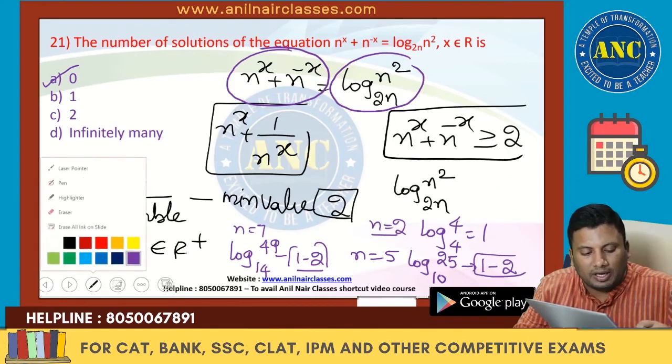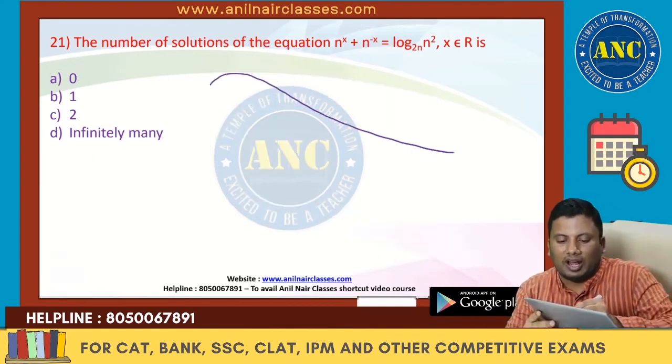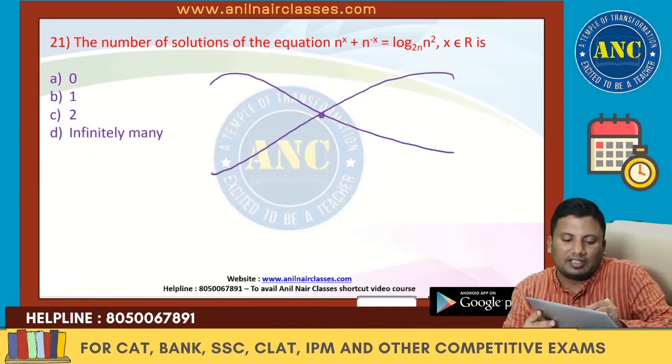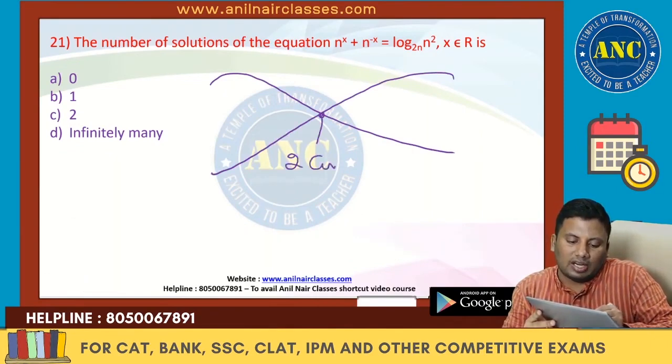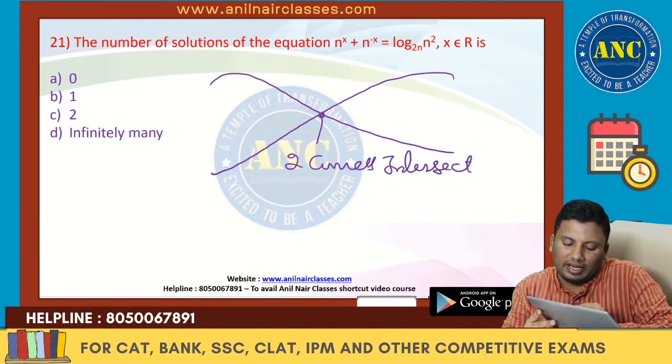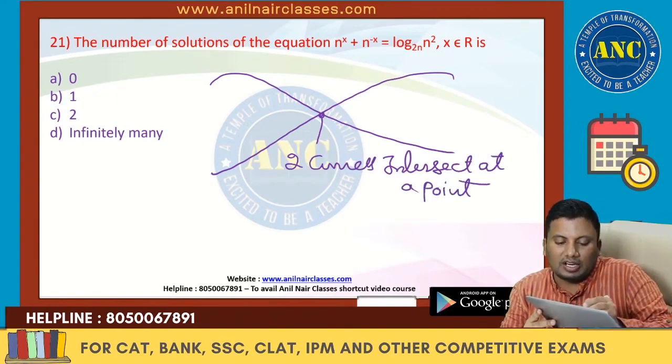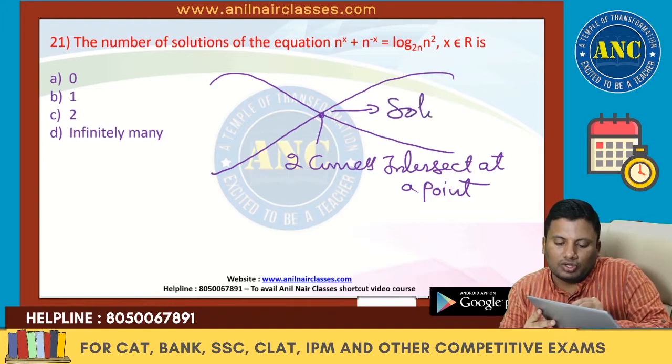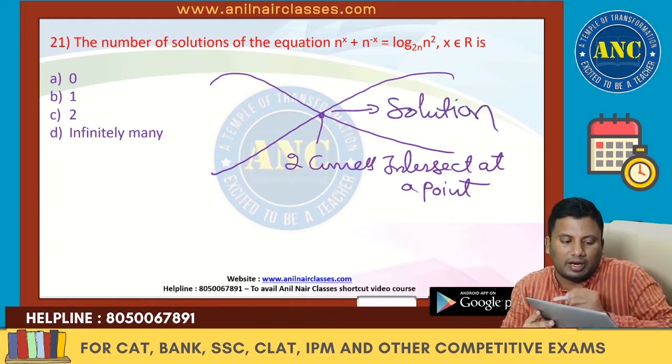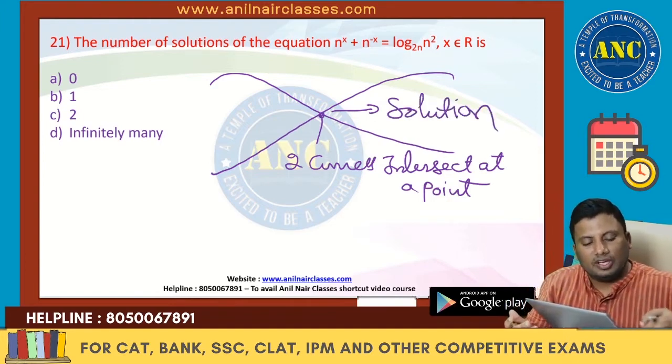What do you mean by solutions? If one graph is like this, one graph is like this, two curves are intersecting at a point. This is nothing but the solution. I hope it is clear.